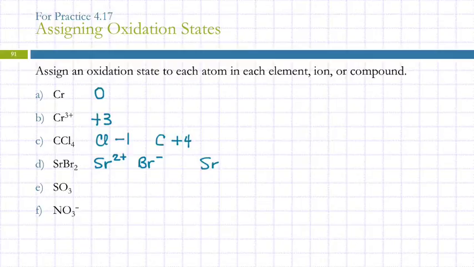So for the strontium, it's +2 oxidation state. For the bromine, it's a -1 oxidation state. Any questions?